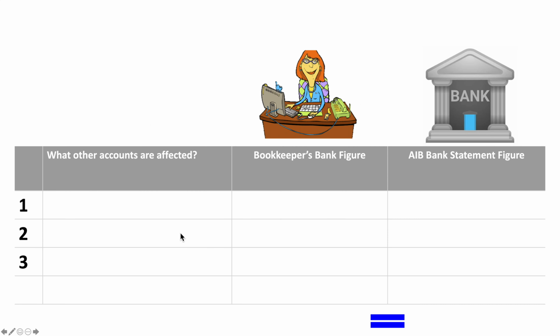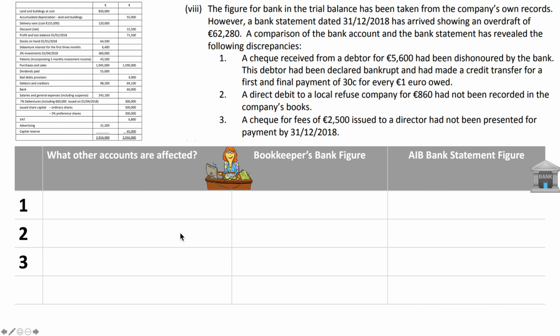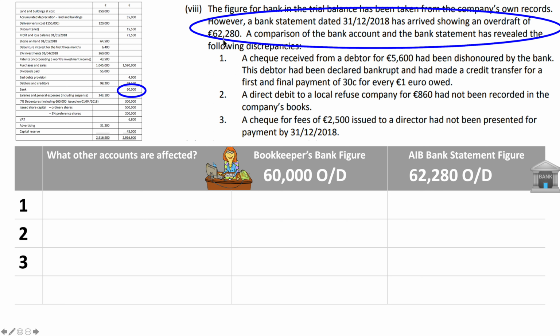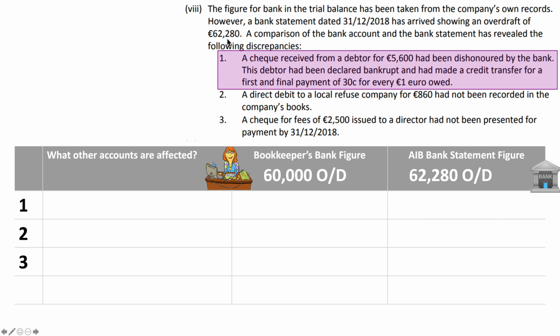Okay, so let's get started. The bookkeeper's bank figure from the trial balance was 60,000 on the credit side of the trial balance, which means 60,000 overdraft. And here it was an overdraft of 62,280. Now, number 1, the cheque received from a debtor for 5,600 had been dishonoured by the bank. This debtor had been declared bankrupt and had made a credit transfer for a first and final payment of 30 cents for every €1 owed. Okay, so there's a good bit going on here.